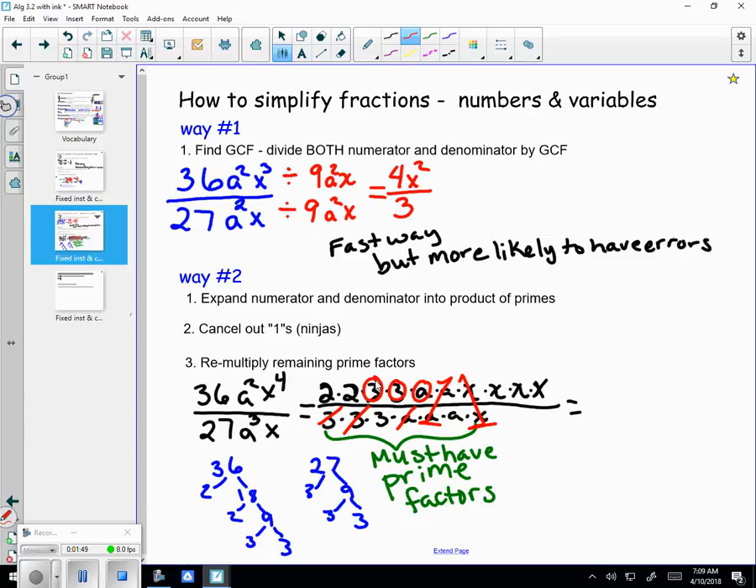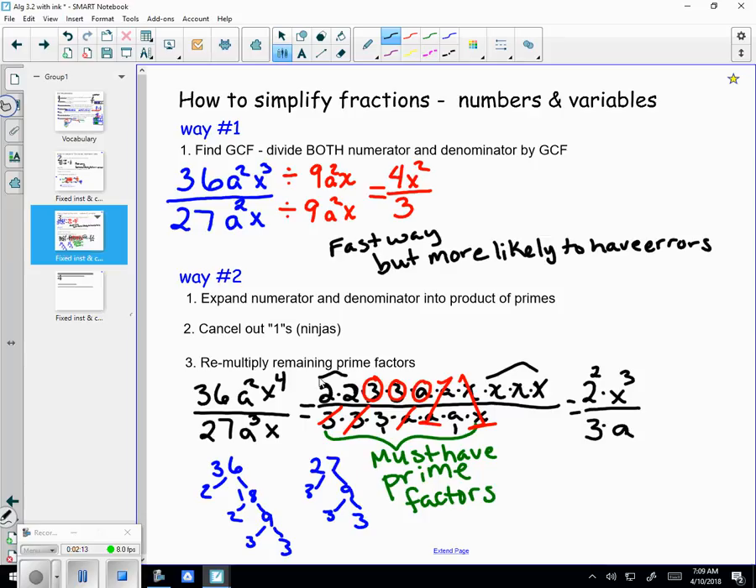Step 3, remultiply the prime factors. I'm going to do this in 2 steps. I have 2 2's, so I'm going to use my prime factorization form. And then I have 3 x's. On the numerator, I have 1 3 and 1 a in the denominator.